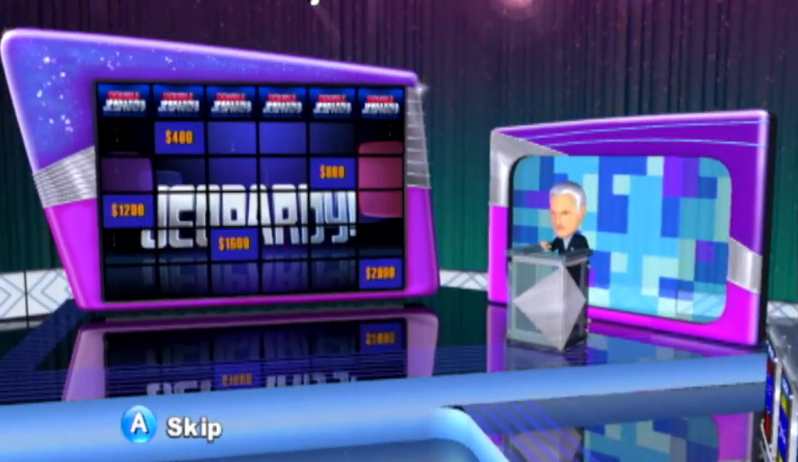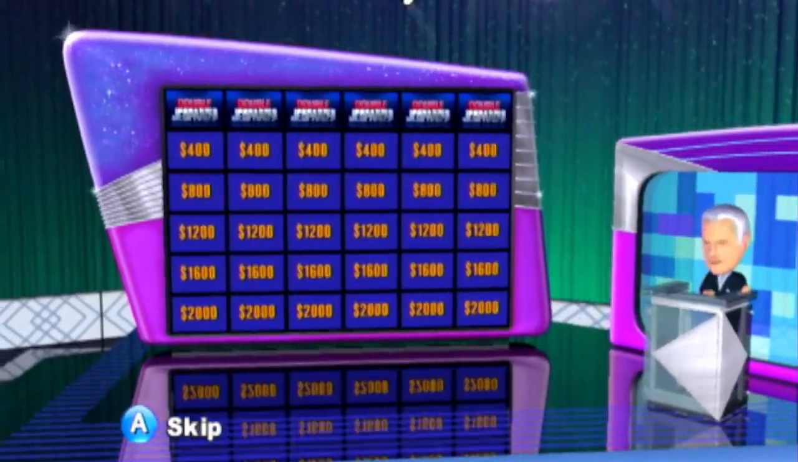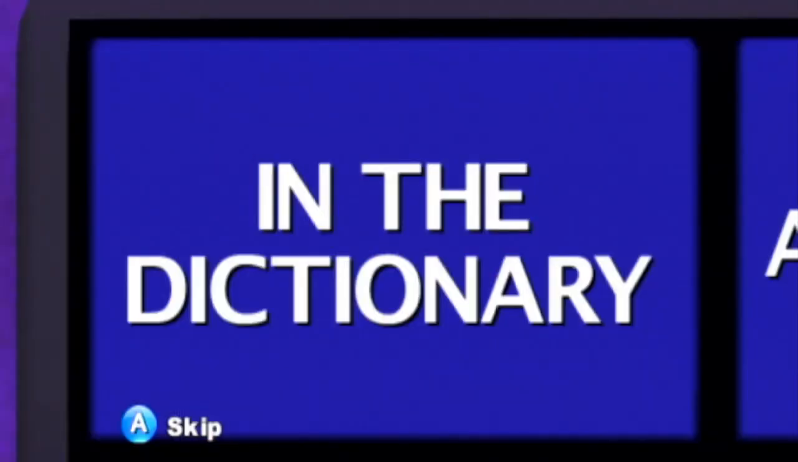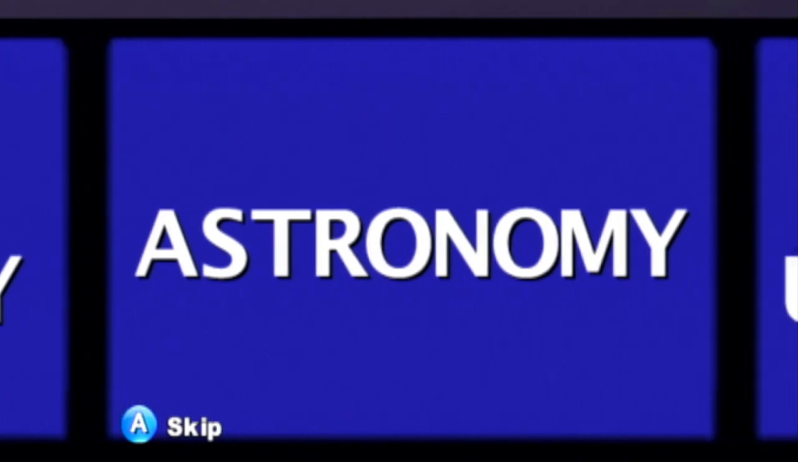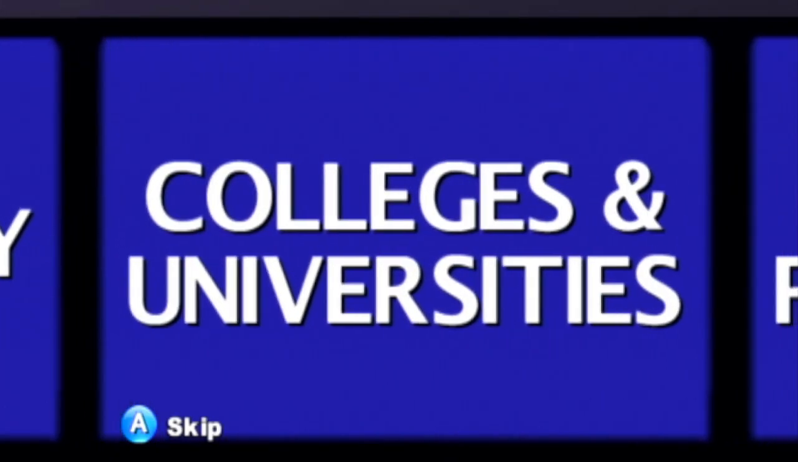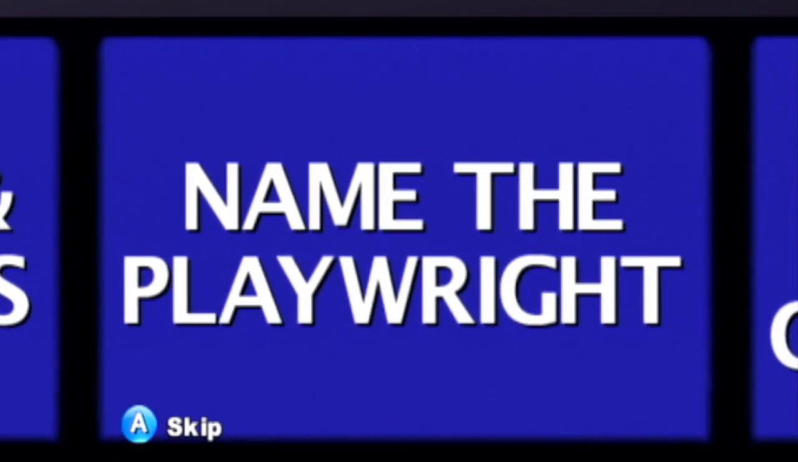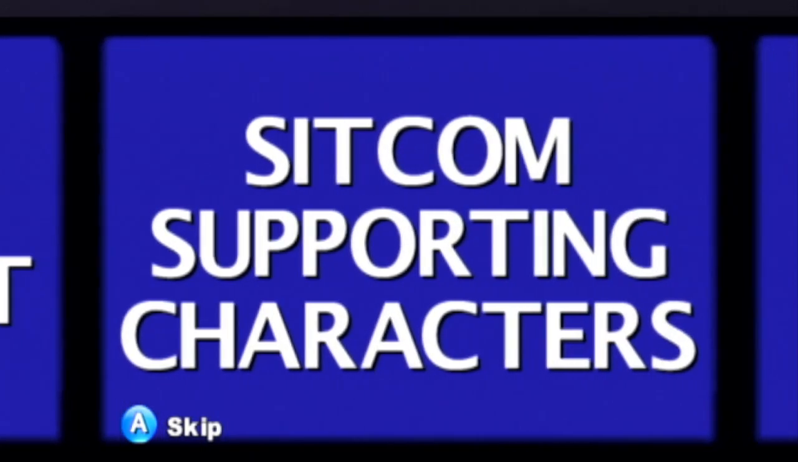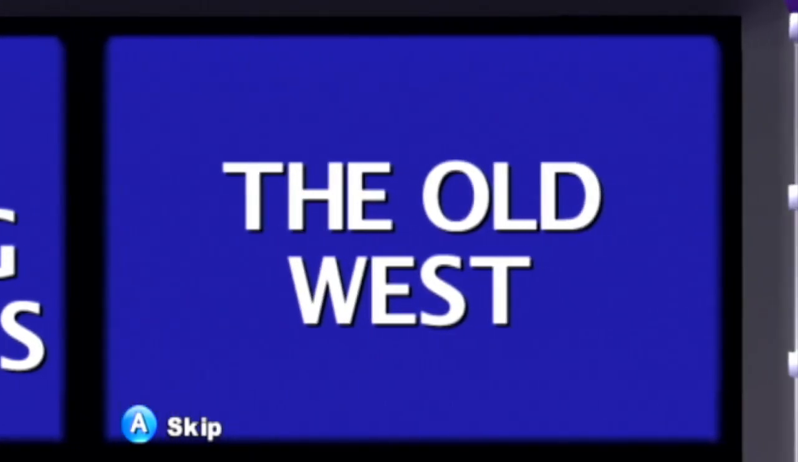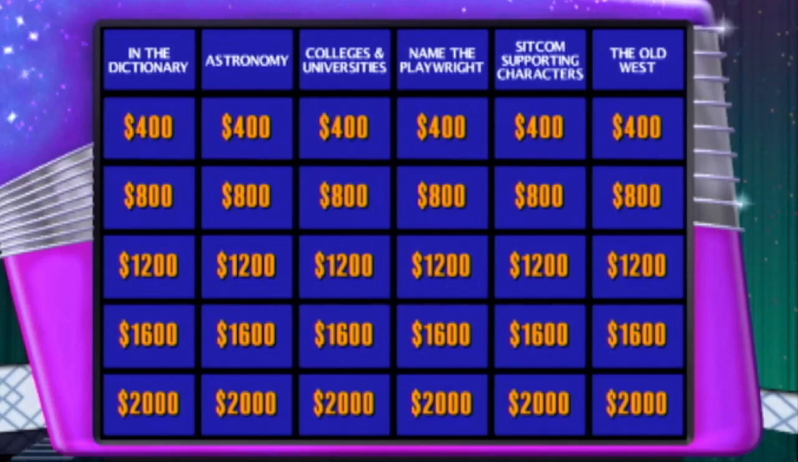We start the Double Jeopardy categories with this one. In the dictionary. Astronomy. Colleges and universities. Name the playwright. Sitcom supporting characters. And the Old West. Player 2 gets to make the first selection once again. This time, we're moving into the Double Jeopardy round.